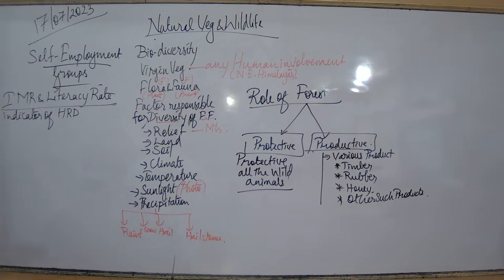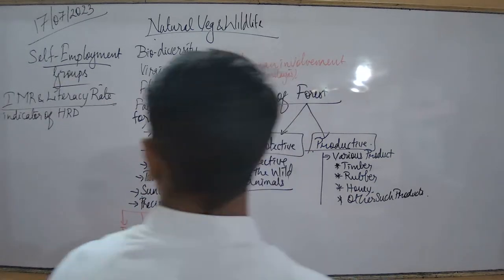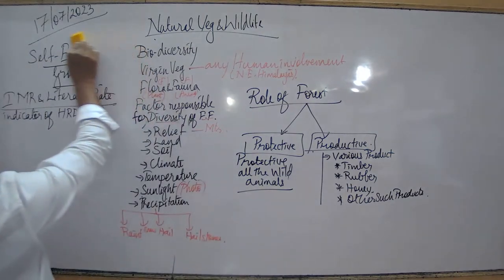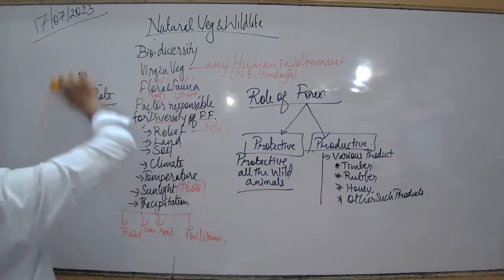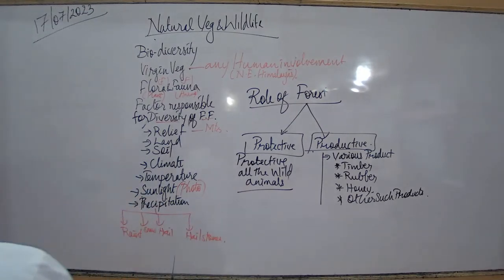The following major types of vegetation may be identified in our country: tropical evergreen forest, tropical deciduous forest, tropical thorn forest and scrubs, montane forest, mountain forest, mangrove forest. Okay, now put everyone in your notebook, a very important part of the chapter, types of vegetation. And I'll help you to learn in a very simple manner.